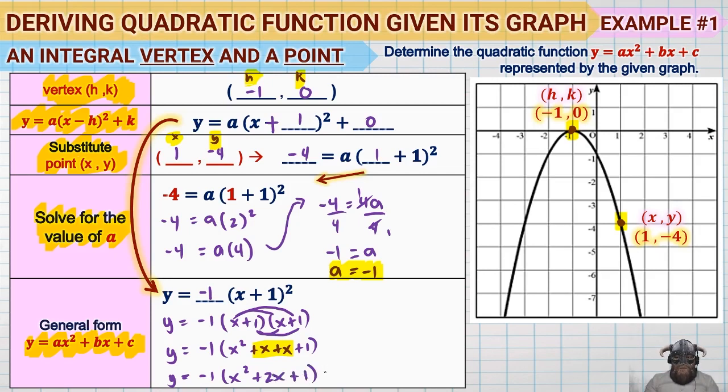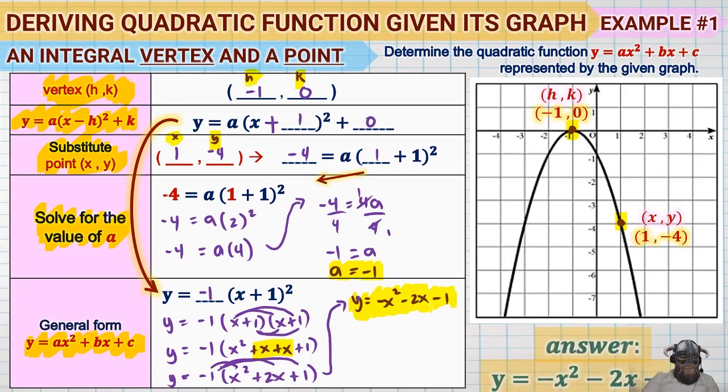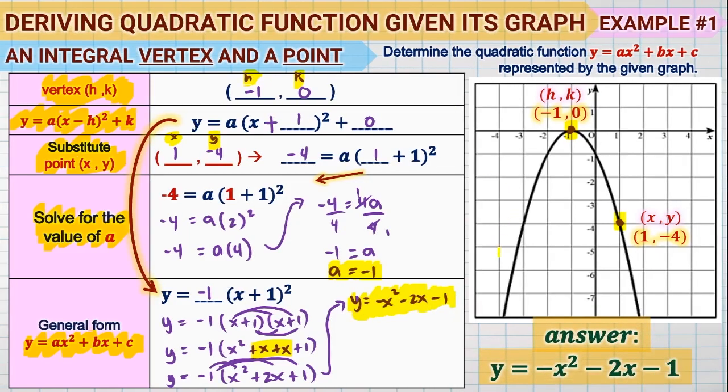So, para maging general form na siya, distribute na lang natin si a. So, times natin siya sa lahat or multiply natin siya sa lahat. -1 times x squared, so magiging -x squared. Then, -1 times 2x, so magiging minus 2x. -1 times 1 will become -1. So, this will be our standard for our general form. So, the answer will be y is equal to -x squared minus 2x minus 1.